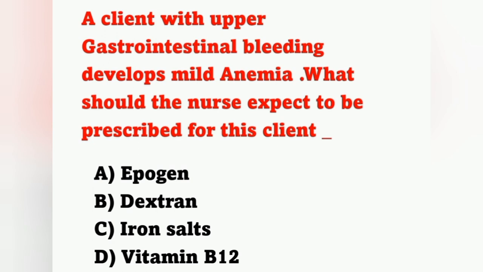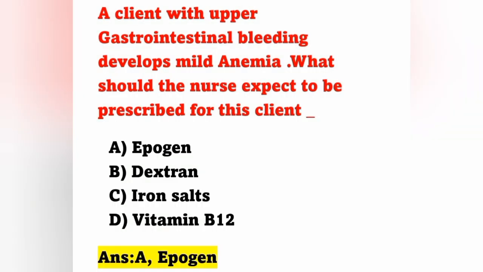A client with upper gastrointestinal bleeding develops mild anemia. What should the nurse expect to be prescribed for this client? Options: option A epogen, option B dextran, option C iron salt, option D vitamin B12. So here the question is, a patient or client with upper GI bleeding and mild anemia. In this case, the nurse thinks about which medication will be prescribed by the doctor for this patient.